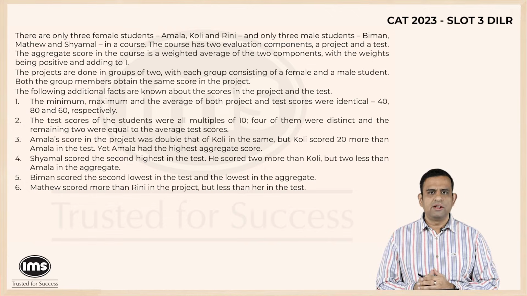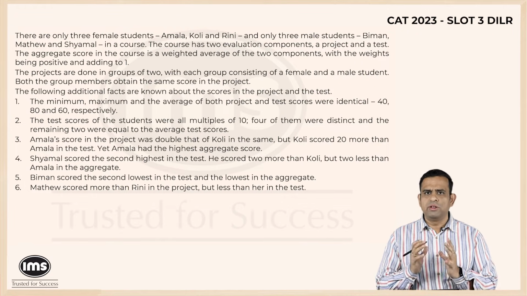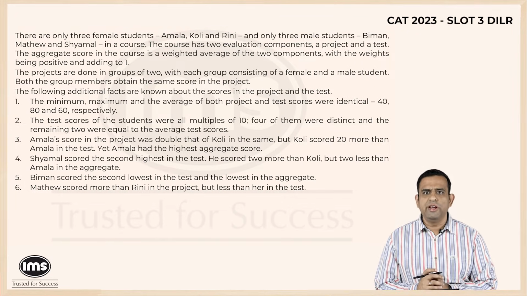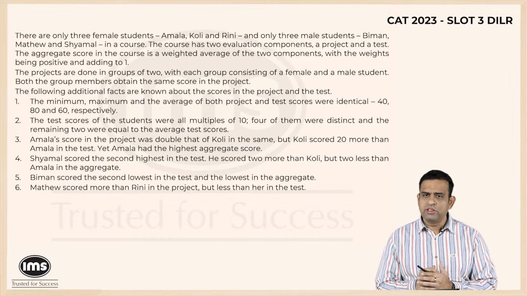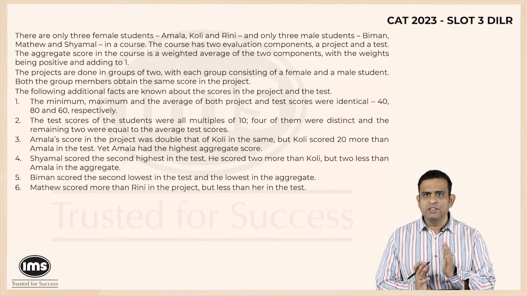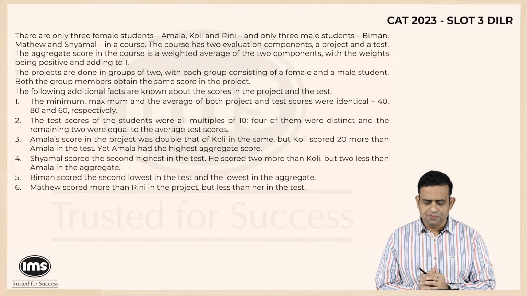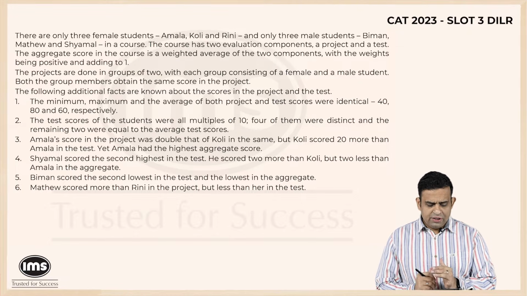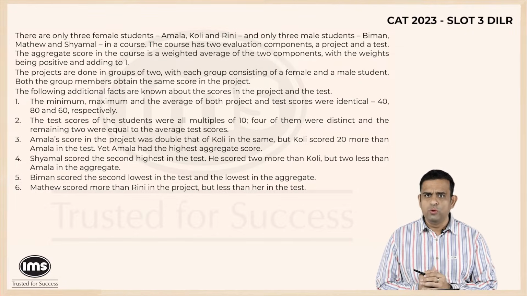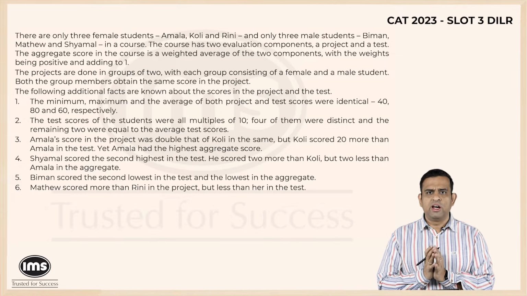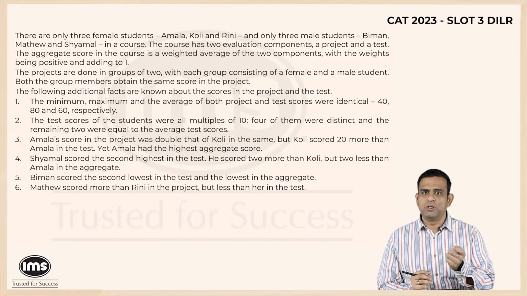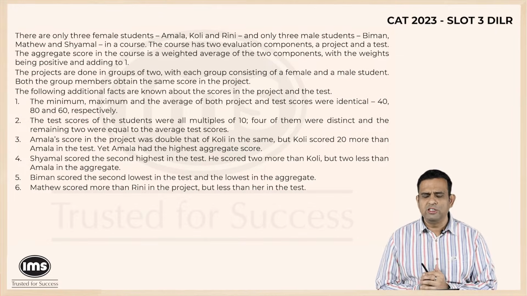If you have read this particular set, this set broadly talks about there are 3 female students and 3 male students in a course. The course has 2 evaluation components. One is the project work, one is the test. Then they are saying that the project are done in a group of 2. So one can say there are going to be 3 groups. Each group has to contain 1 female and 1 male student.